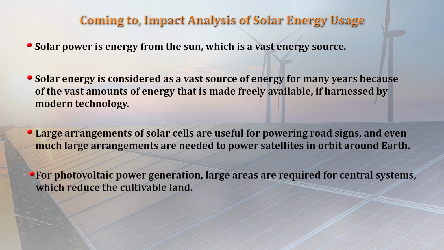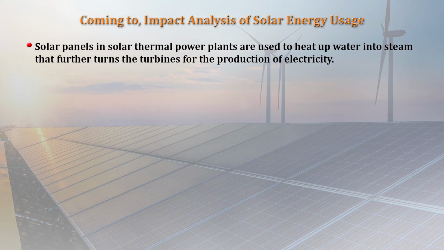For photovoltaic power generation, large areas are required for central systems, which reduces the cultivable land. Solar panels in solar thermal plants are used to heat up water into steam that further turns the turbine for the production of electricity.